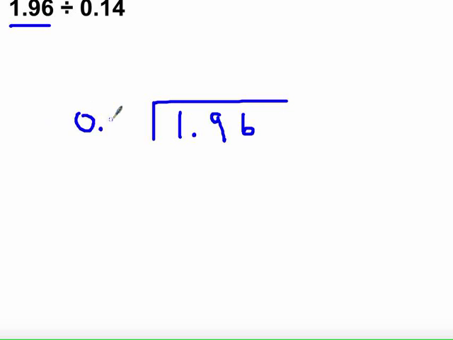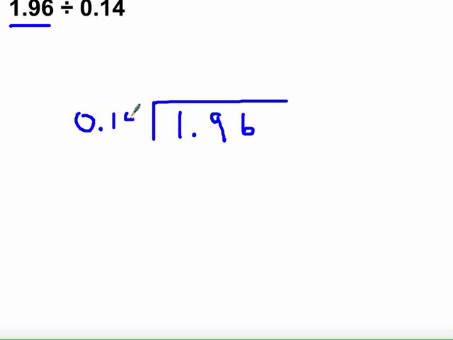So let's try another one here. Okay, so once again, the one at the beginning, that's what's being divided. That's what's being split up. So 1 96/100 goes inside the garage, and 14/100 goes on the outside of the garage.